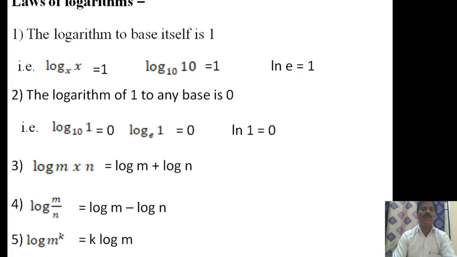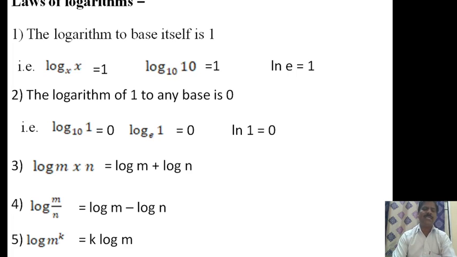Here two bases are usually used. One is base 10, and the other is base e. Therefore log 1 to the base 10 is equal to 0, and log 1 to the base e is equal to 0. Therefore ln 1 is equal to 0. So the logarithm of 1 to any base is always 0.